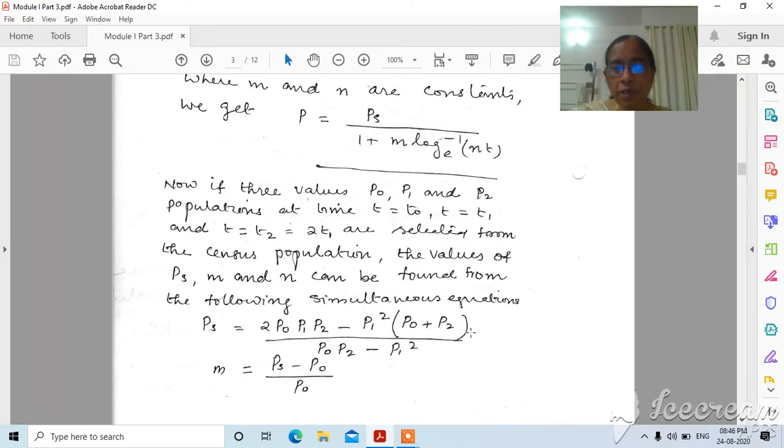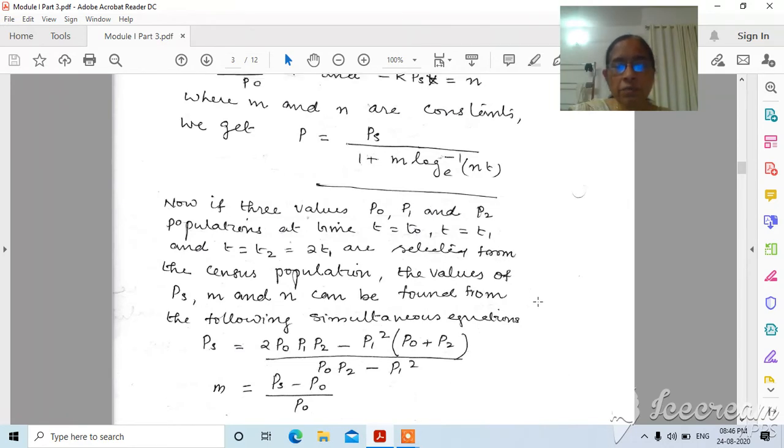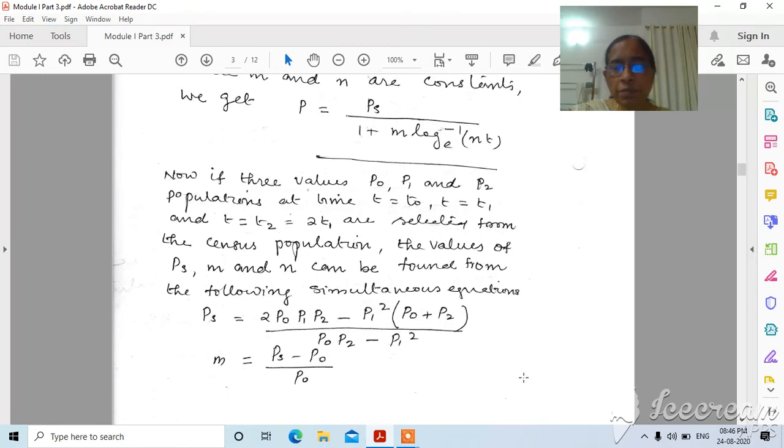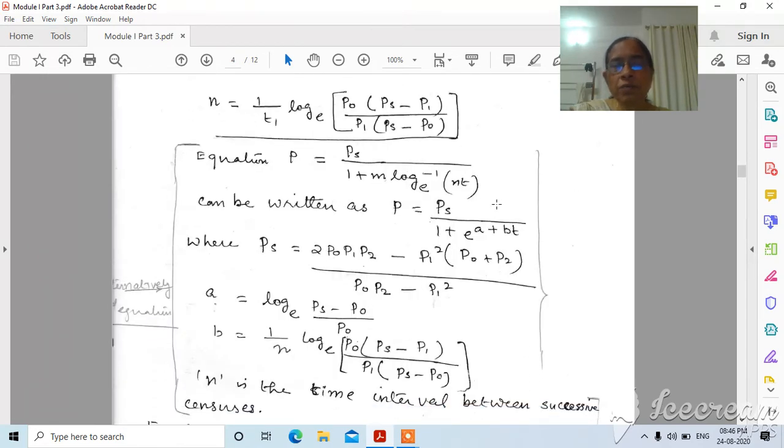Then divided by P0, P2. P0 is again the first population when T is equal to T0, multiplied by the second point, that is P2, minus P1 squared. P1 squared we know is when T is equal to T1. And this m we have already written. M is nothing but Ps minus P0 divided by P0. So this is the equation.